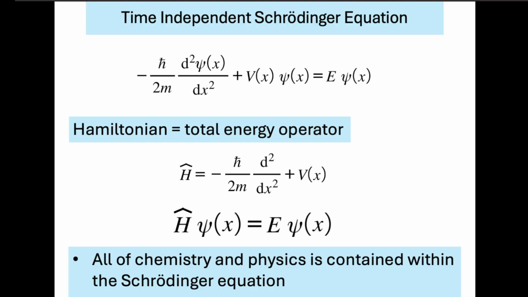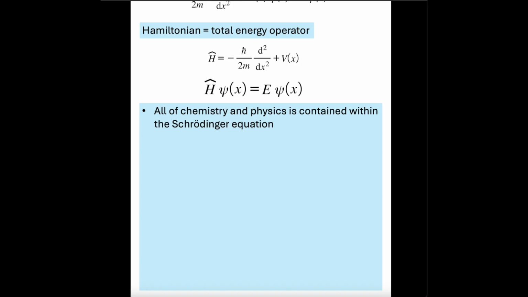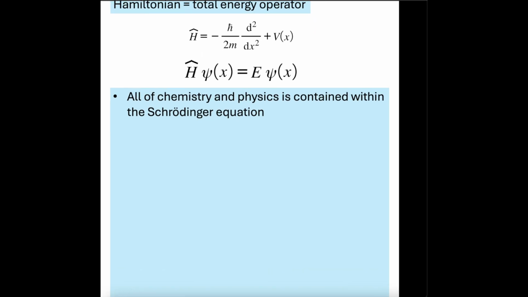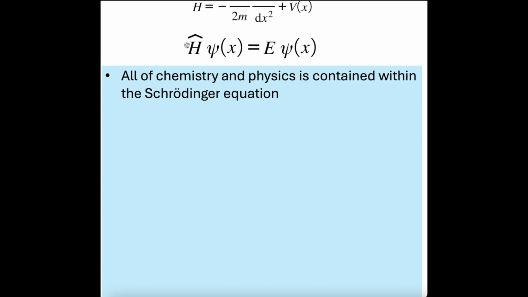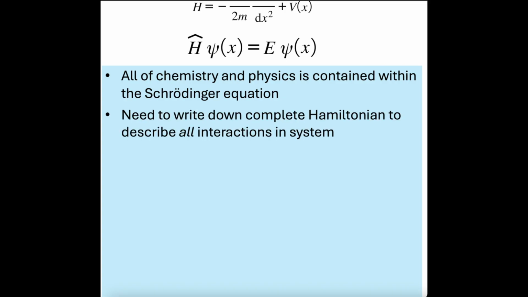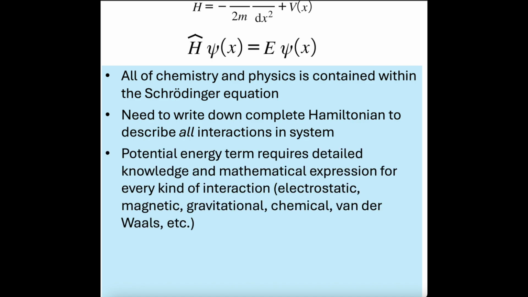All of chemistry and physics is contained within this equation. The Hamiltonian describes all the interactions in the system. The wave function describes the system itself. So we just need to write down a complete Hamiltonian that describes all the interactions, and then we'll be able to find the wave functions.